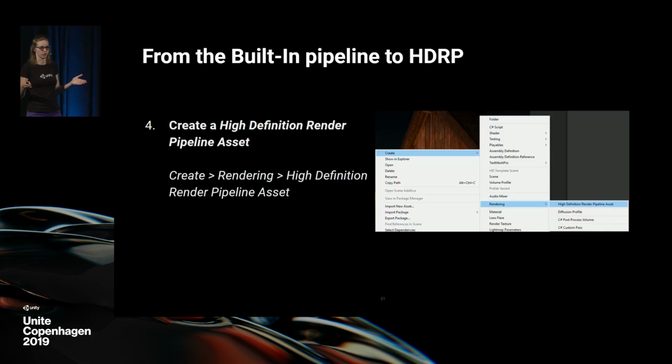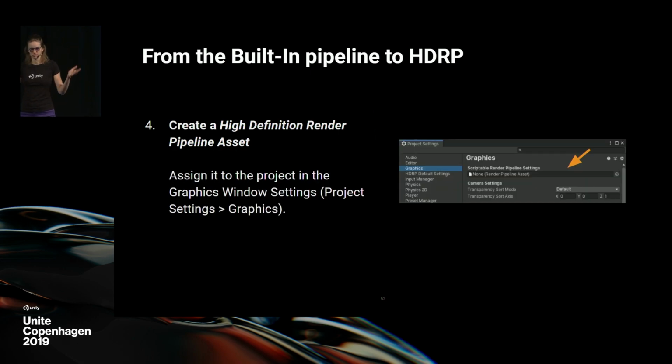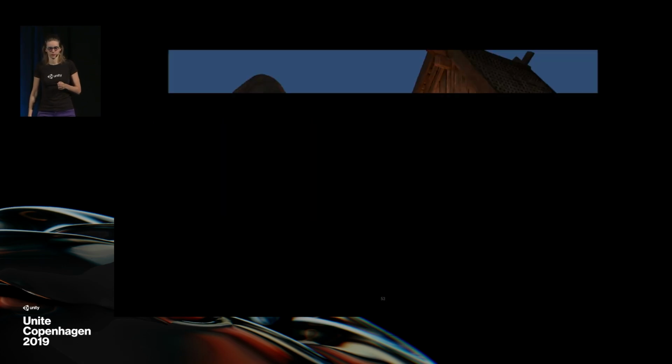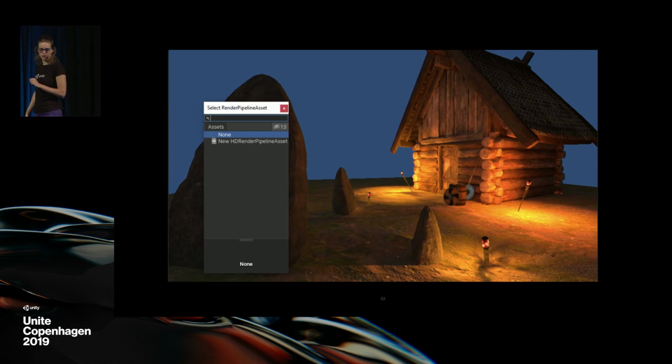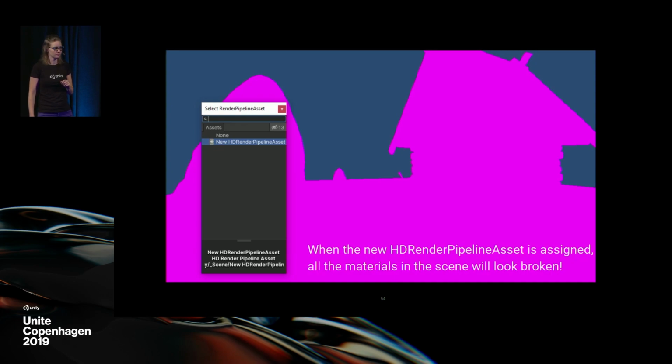Then I need to tell my project, hey, use the HDRP. To do that, we have what we call the high definition render pipeline asset. It's simple. Right click, create rendering, high definition render pipeline asset. And then go back to the project settings in a graphics window and assign it. So that's still on the old built-in rendering pipeline. I'm going to switch it. Whoops, everything looks pink. Yeah, because none of the materials from the standard pipeline are compatible with HDRP.